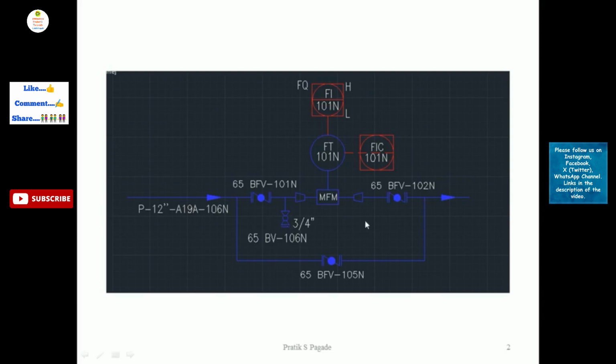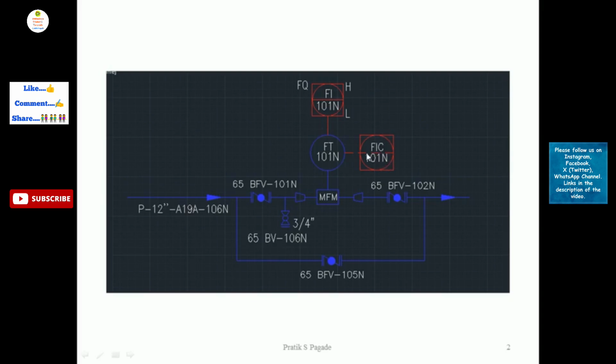ball valve. Okay, and these BFV 101N and 102N, these two butterfly valves are isolation valves. Okay, and this is the bypass line as you can see here, and here this is the butterfly valve on the bypass line. Okay, this is MFM, this is the FT, that is flow transmitter, this is FI, flow indicator, and here it is the FIC, flow indicating controller.